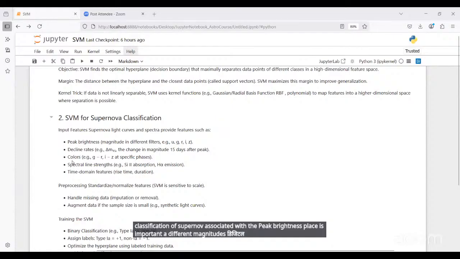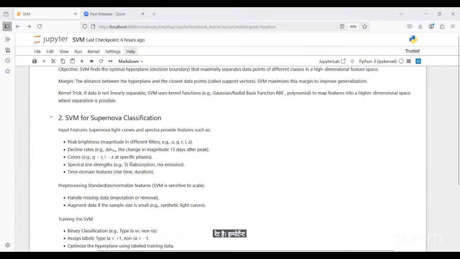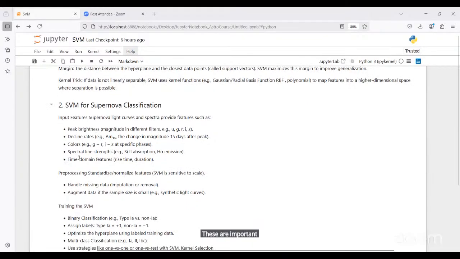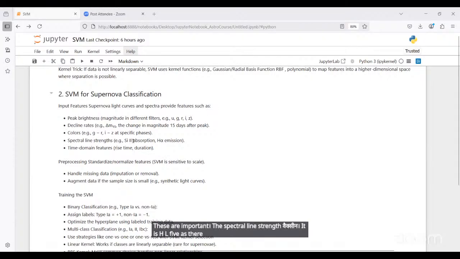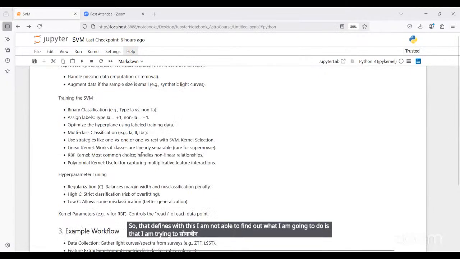Decline rates are important. The color, which Daniel spoke about, G minus R, I minus Z, these are important. The spectral line strength, whether silicon absorption lines are present or not, whether H alpha is there. So that defines whether it's a Type 1a supernova or not. So here you can go through this.